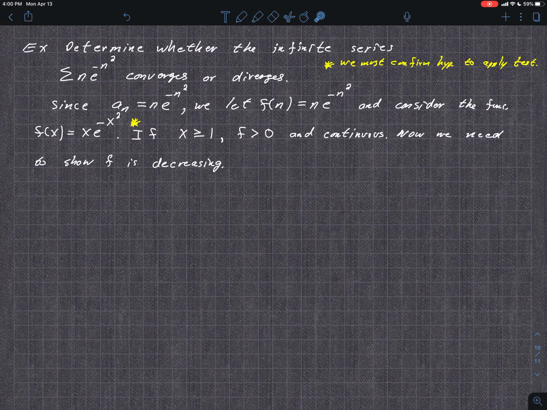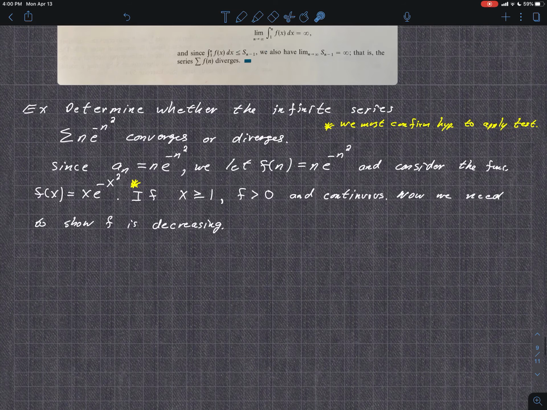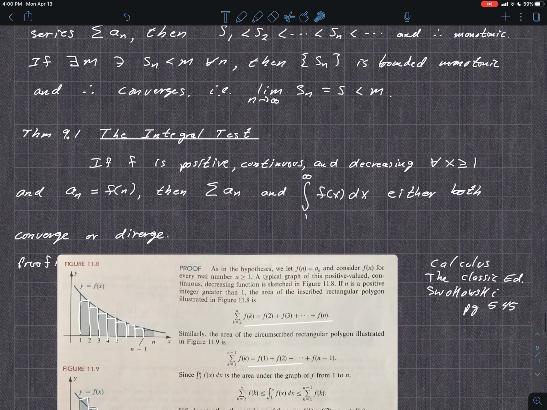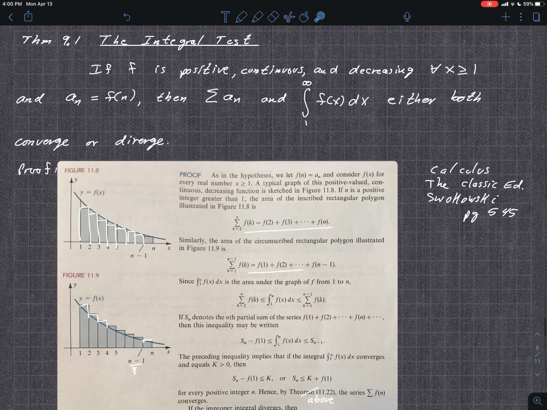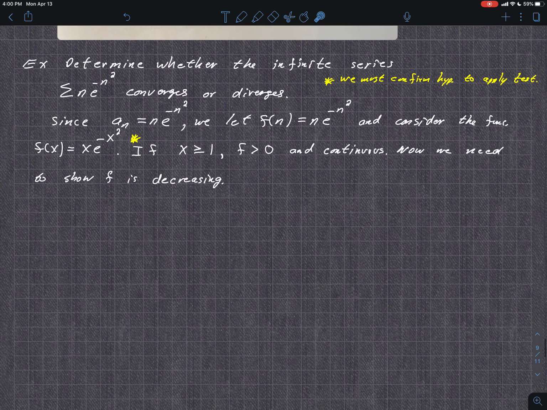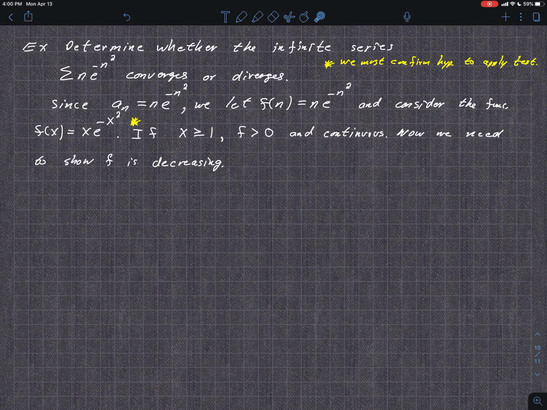But my little asterisk here is stating basically we must confirm the hypothesis of the test. So the hypothesis of the integral test is back here. If f is positive, continuous, and decreasing, you have to show that that function is decreasing. If it's obvious, you got to state it, but this one's not obvious. You need to show this. So now we need to show that f is decreasing.